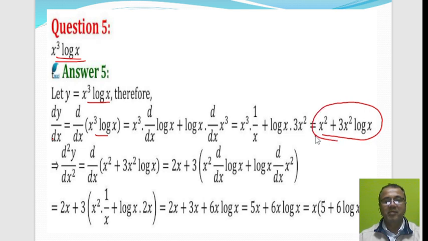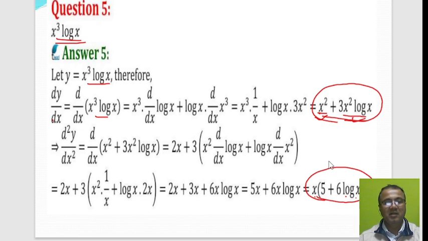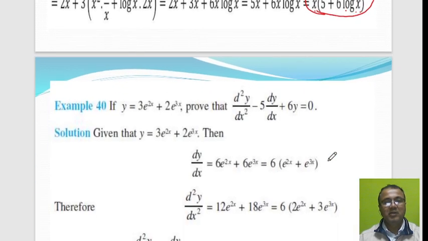Okay, then you differentiate this, this and this. You get the second derivative. So similarly you can find the result. After differentiating this, what did we get? We will get the result x into 5 plus 6 log x. So in such a way we can differentiate twice. Okay, so there are some more different problems.